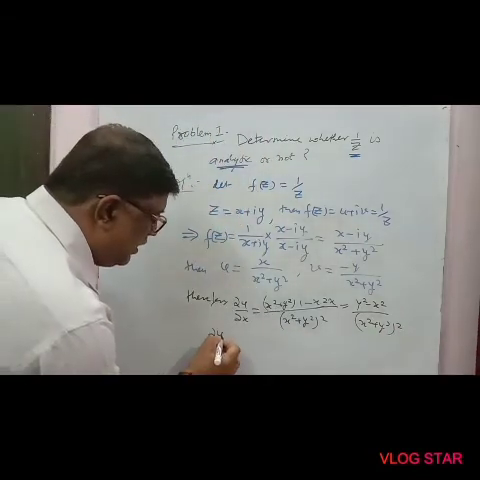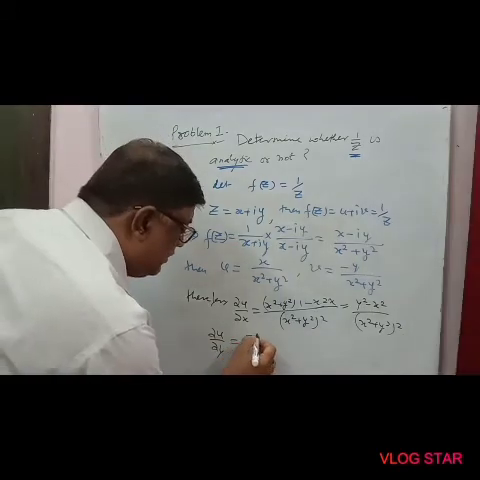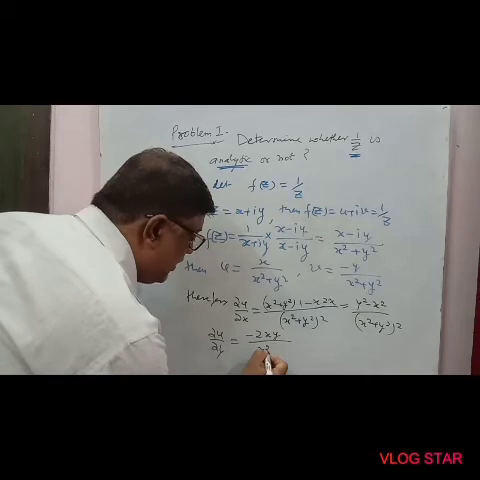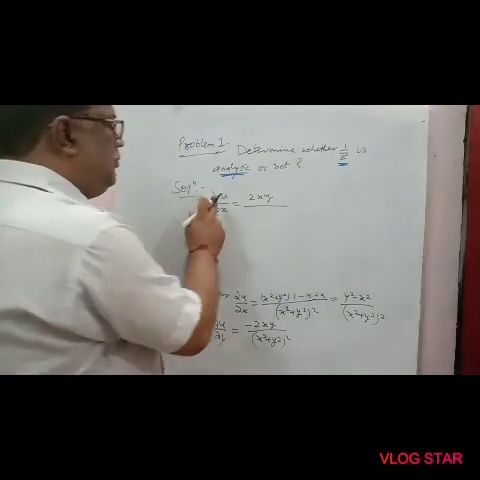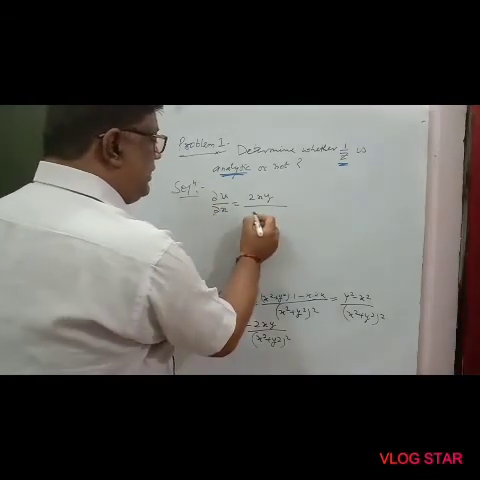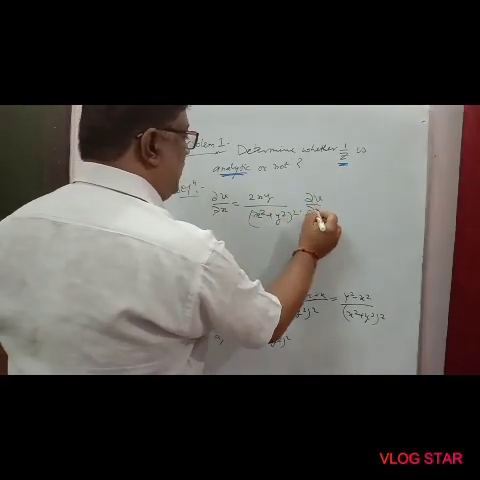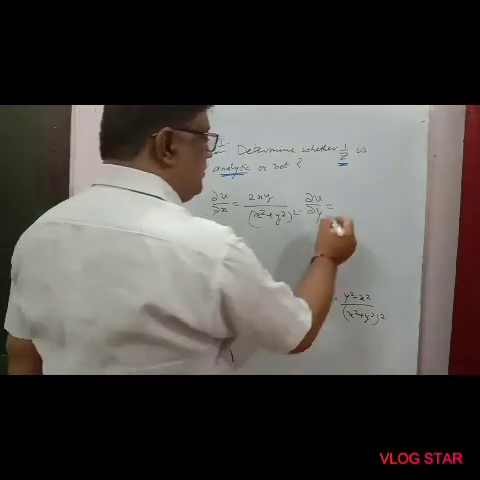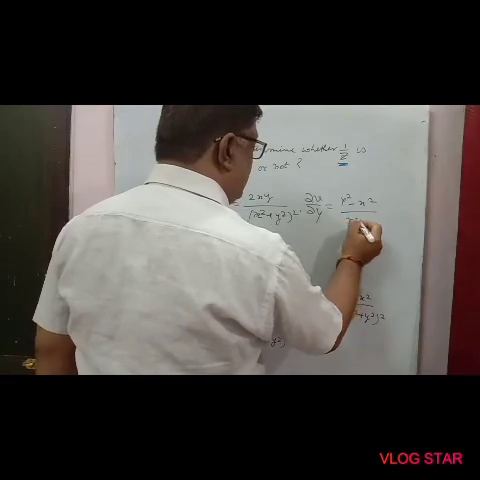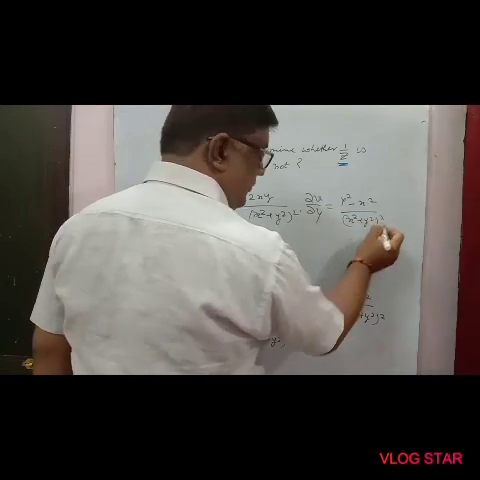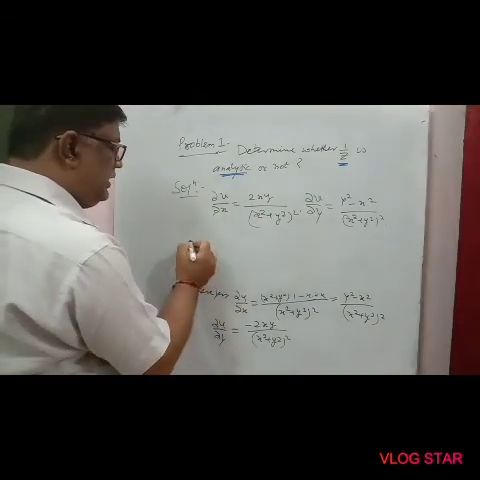Similarly, we have to find del u upon del y, and this gives minus 2xy upon x square plus y square to the whole square. And similarly, we find del v upon del x, which is equal to 2xy upon x square plus y square to the whole square, and del v upon del y gives y square minus x square upon x square plus y square to the whole square. Clear?